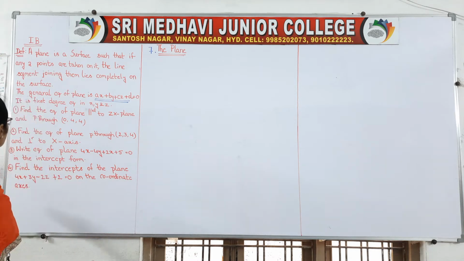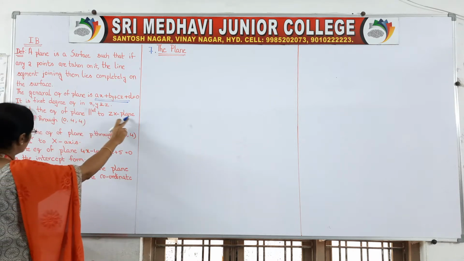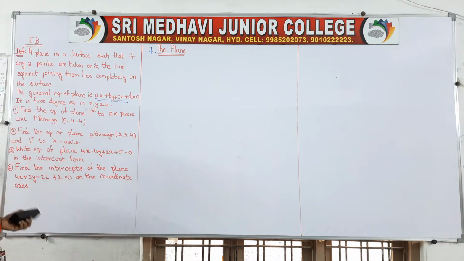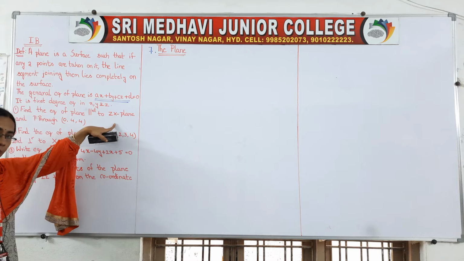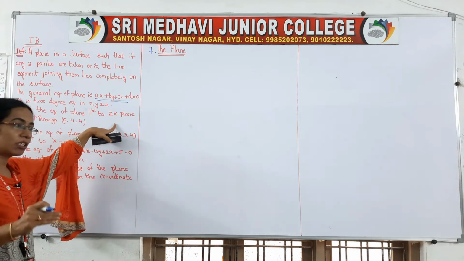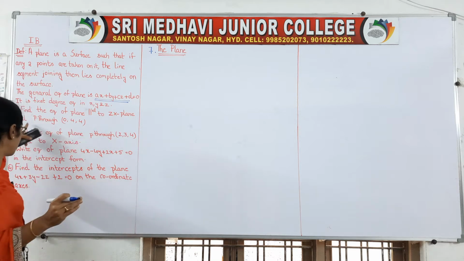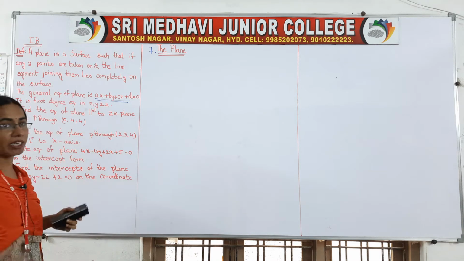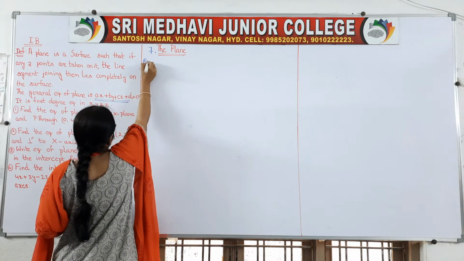Okay, so now come to the first question. Find the equation of the plane parallel to zx plane and passing through (0, 4, 4). Okay, find the equation of the plane parallel to zx plane, right? That plane should be parallel to zx plane, and it passes through one point also. Okay, so come on, we'll solve the first one.